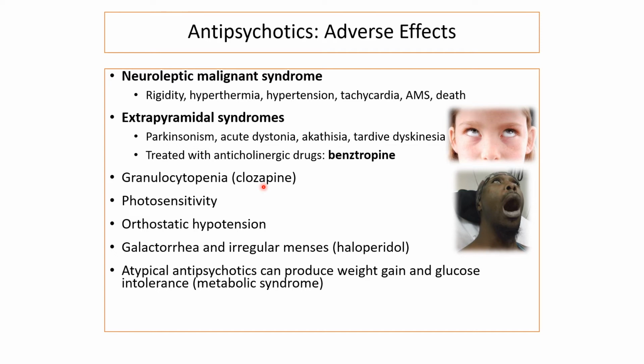Of all the adverse effects that those medications can produce, the worst is called neuroleptic malignant syndrome. Why? Because neuroleptic malignant syndrome can kill. It is very similar in symptoms to serotonin syndrome and can be as lethal or fatal as serotonin syndrome. It's characterized by muscle rigidity. It's very typical. The patient becomes very rigid, very stiff. Hyperthermia, so again fever, hypertension, and tachycardia. Again, altered mental status, seizures, and death.